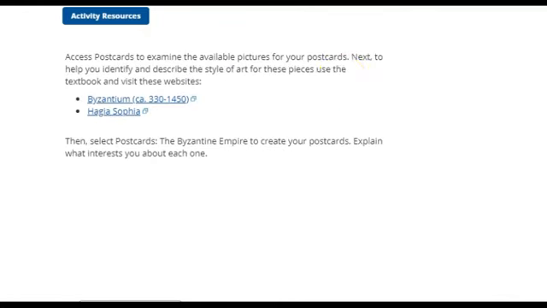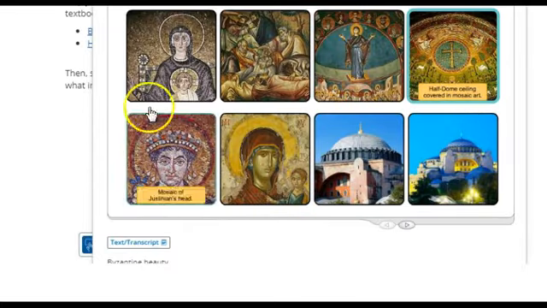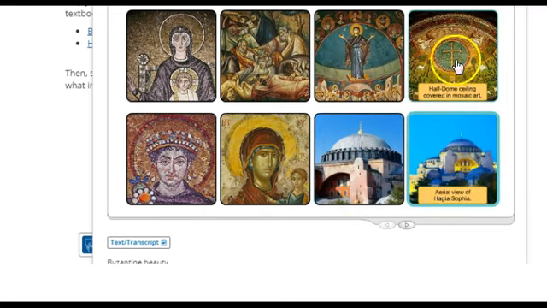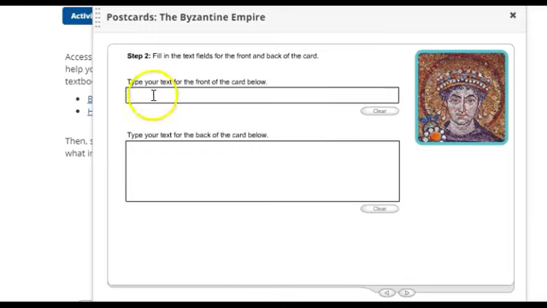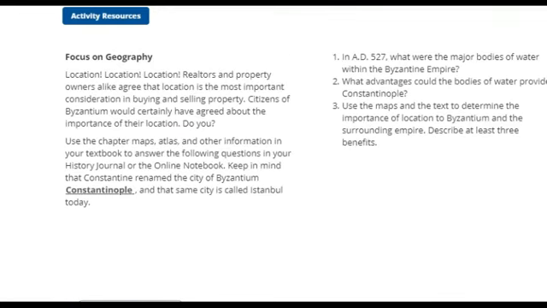And then at the bottom, select the postcard, and then you will click next. Let's say we select this one, click next. And then you'll type, just kind of like a description, type your text and then your text for the back of the card, okay? So that's just helping you to identify and take a look at the different types of Byzantine art. All right, and then focus on geography, location, location, location.